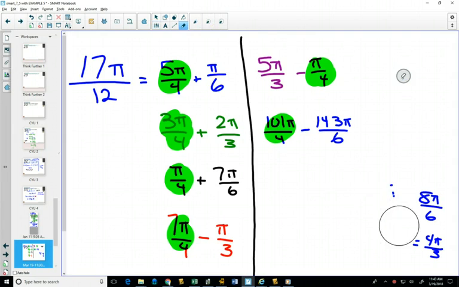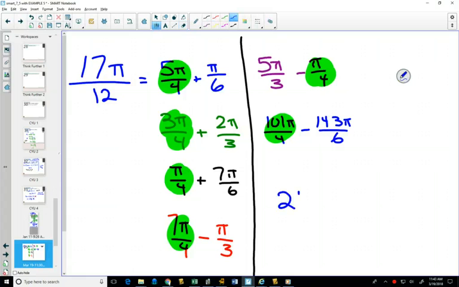But if I have an odd number, the only way I can add two numbers together to get an odd number is if one is odd and one is even. So if you were asked to do 21 pi over 12, what you're going to do is start with any pi over 4 family you want, and it doesn't matter which one. Okay, AJ, pick a pi over 4 family. 3 pi over 4. So if he wants to start with 3 pi over 4, well, 3 pi over 4 is 9 pi over 12.